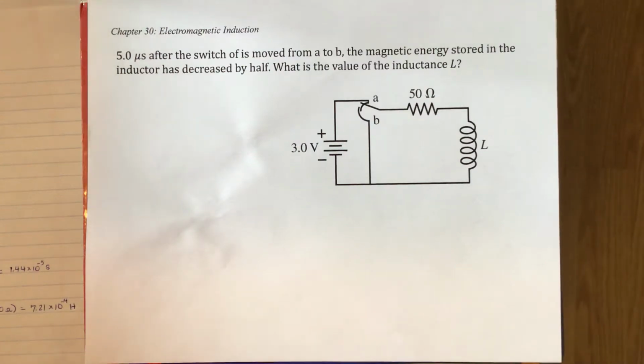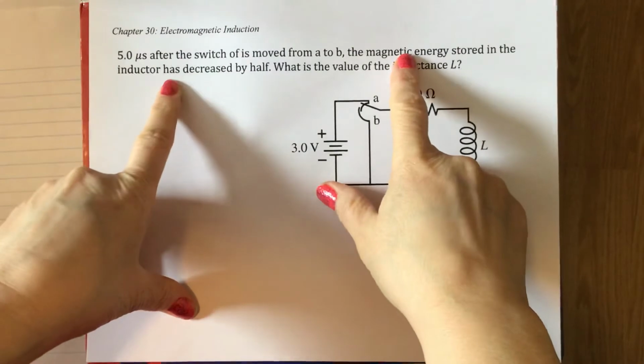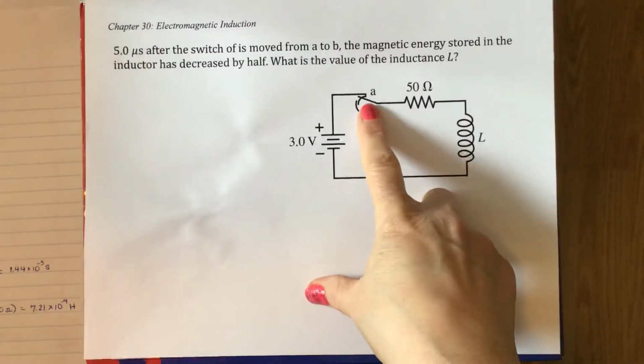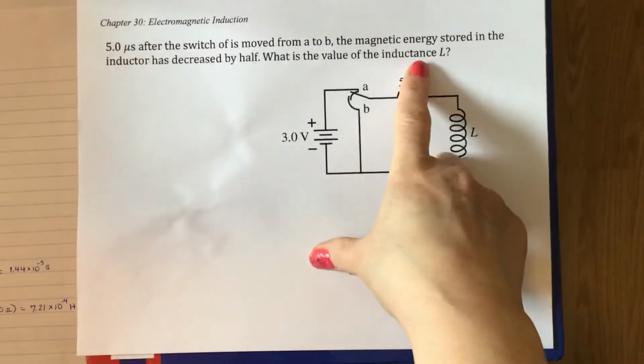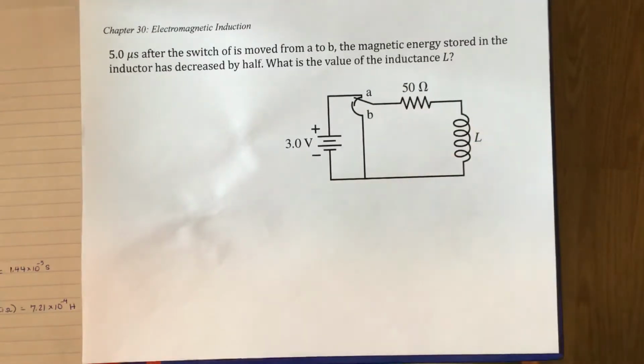So this example is kind of neat because it asks a slightly different question. It's talking about the magnetic energy stored in the inductor. And of course, that means the potential energy stored in the magnetic field inside the inductor, which is created due to Faraday's law effect. So 5 microseconds after the switch is moved from A to B, the magnetic energy stored in the inductor has decreased by half. What is the value of the inductance L?